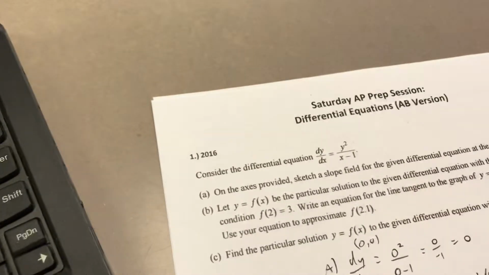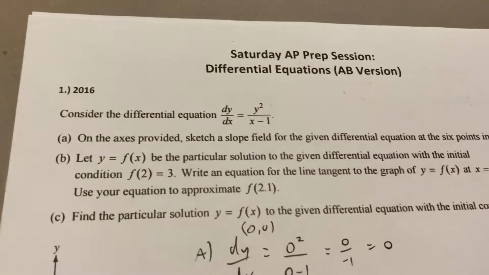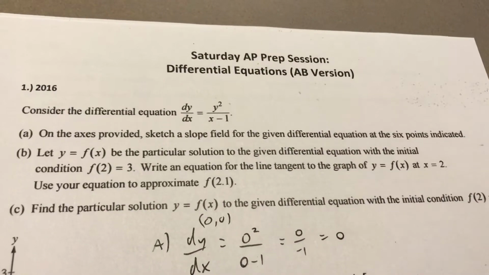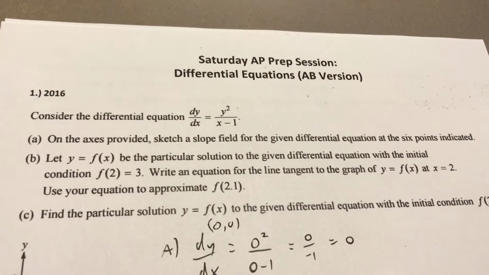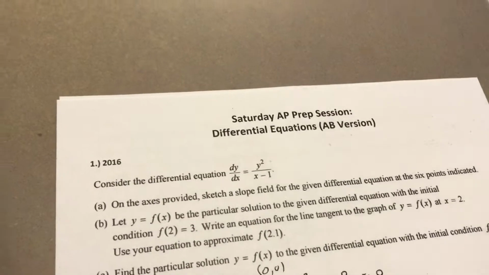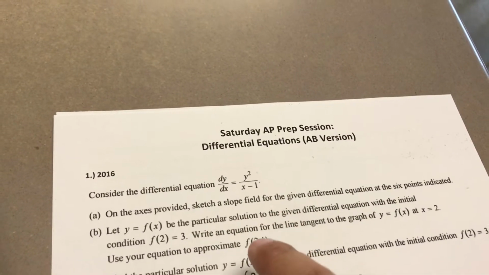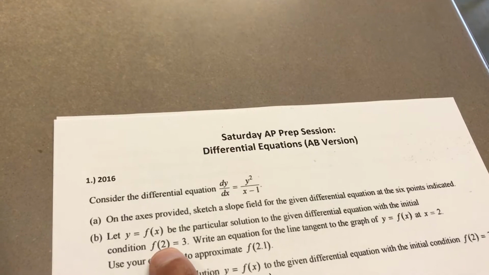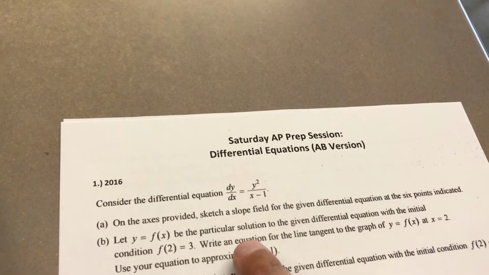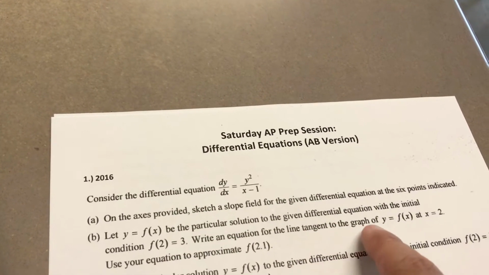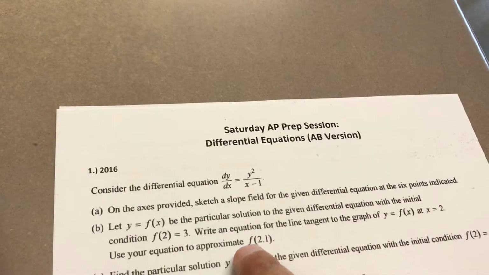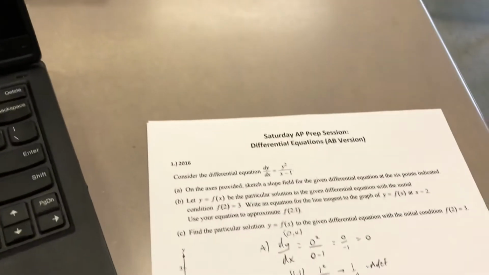All right, part B. Part B asks you to, this is interesting, notice it doesn't actually say to find the particular solution. They're just saying if there's a particular solution, the functional value at 2 would be equal to 3. Then they ask you to write the equation for a tangent line to the graph at the point where x is equal to 2, and use that to approximate f of 2.1.